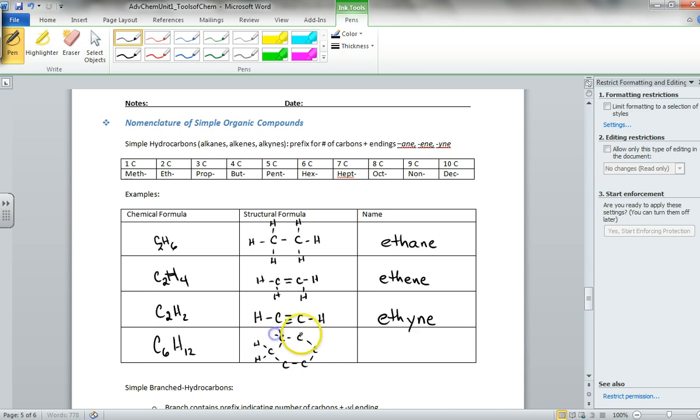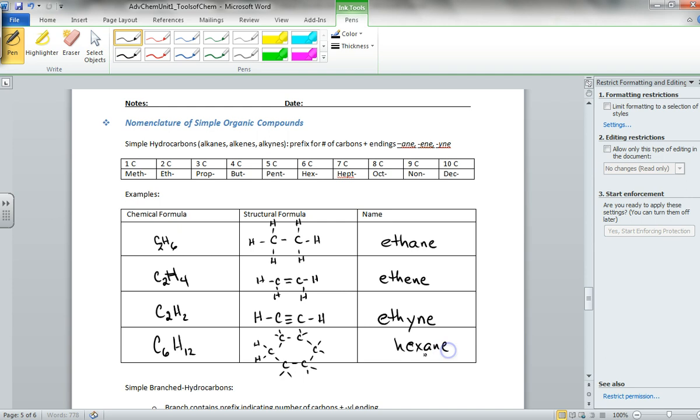For simplicity, instead of writing in all of the hydrogens, you'll often see just a line, a stick, with nothing on the end of it. Whenever you see that, that means that there's a hydrogen off of there. If you were to count these all up, you would find out that there's 12. Total of 6 carbons, so we have a hexane.